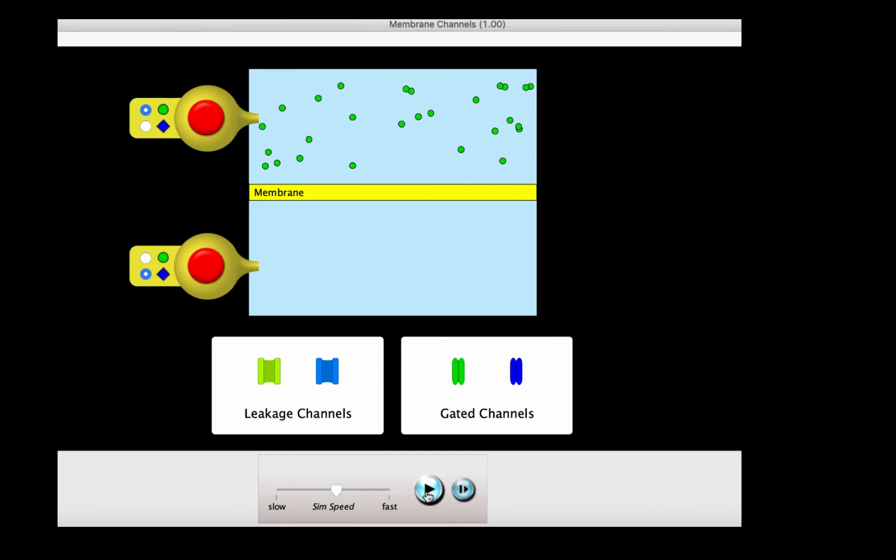Now, in this simulation, we have a membrane, and it turns out that our molecules are not allowed to cross that membrane. However, if we add channels, the molecules are then able to make it through that membrane fairly easily. And again, notice they're going from high concentration up here to low concentration down here. And the reason they're going from high to low is that they are trying to reach equilibrium.